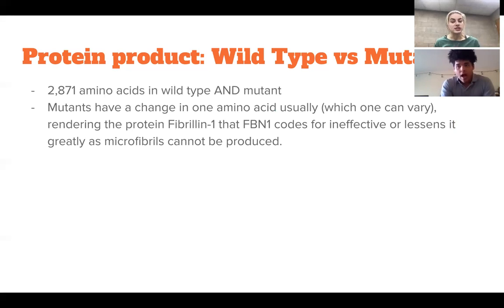And what these mutations do is they render the protein fibrillin-1 that FBN1 usually codes for ineffective, and therefore it cannot add to the structural integrity of the microfibrils that are needed for connective tissue. And we'll dive in a little bit more to what that does to create those symptoms now.